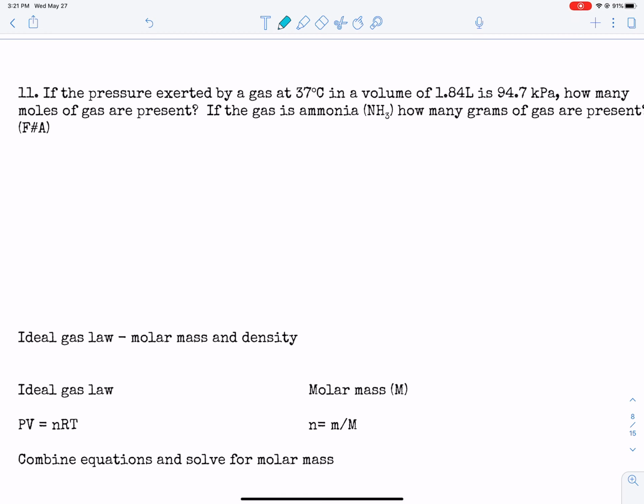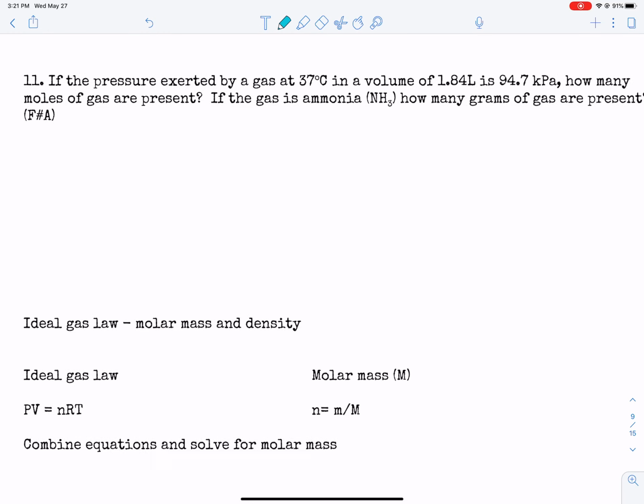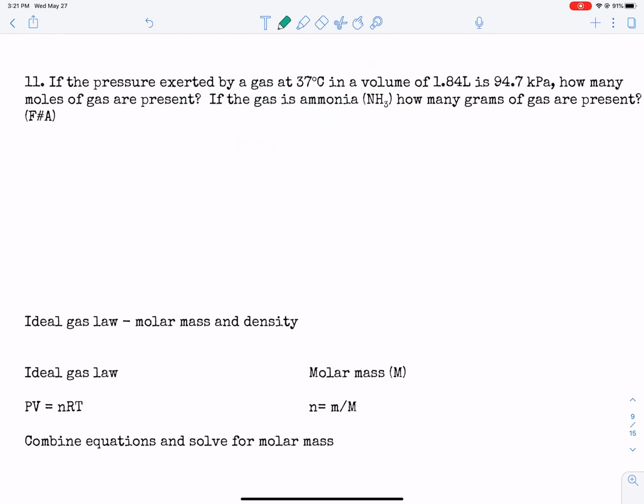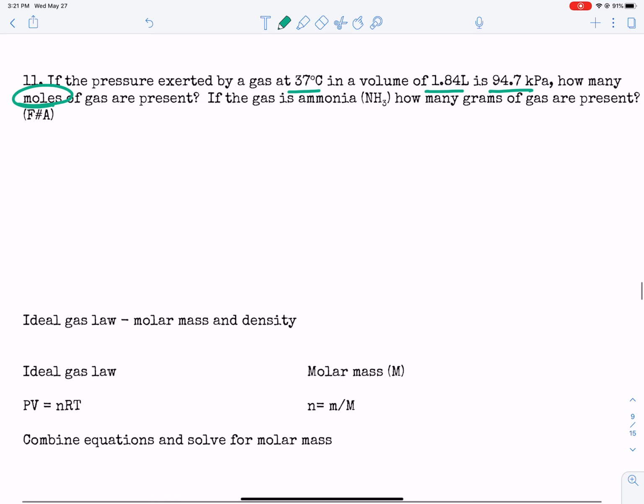Try number 11 here, right? Feel free to press pause and then come back to number 11 after you have it done. If the pressure exerted by a gas at 37 degrees Celsius in a volume of 1.84 liters is 94.7 kilopascals, how many moles of that gas are present? And then if the gas is ammonia, how many grams are present?